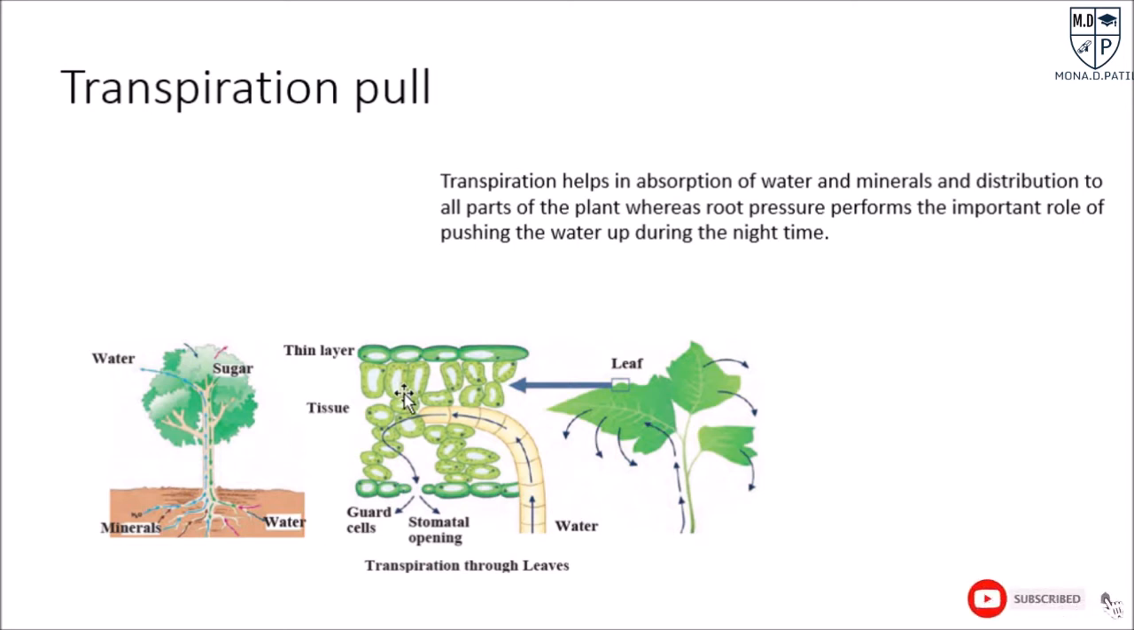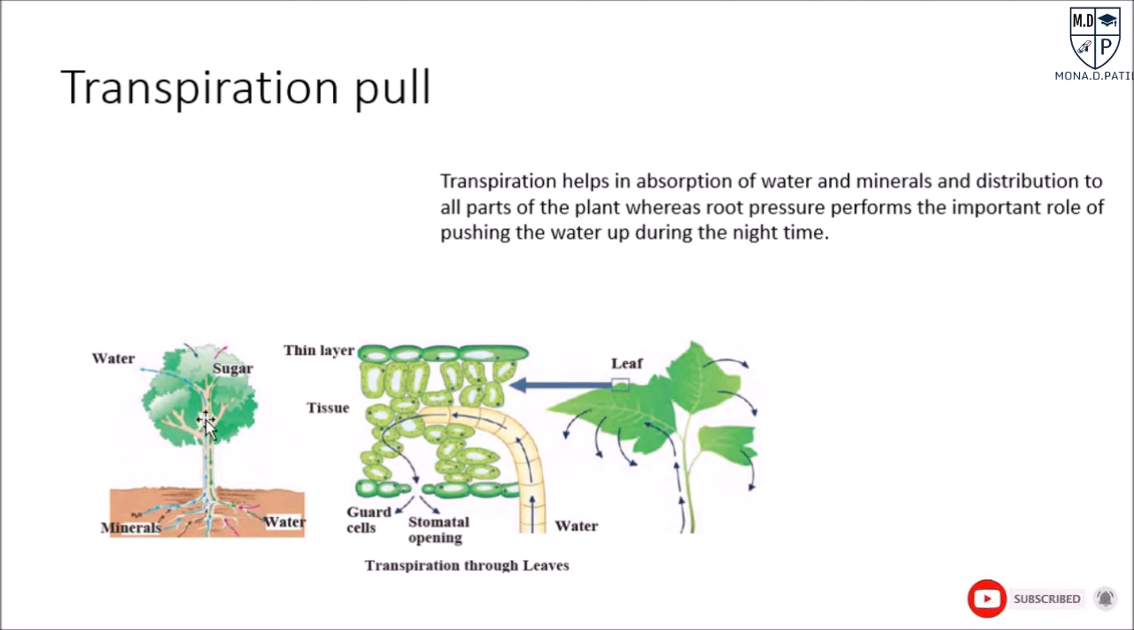Transpiration occurs through the stomata. Water is released into the atmosphere by the leaves through the process of evaporation. As a result, the water level in the epidermal layer of the leaf decreases. Water is brought up to the leaves through the xylem to compensate for the lost water. Thus transpiration helps in the absorption of water and minerals and their distribution in all parts of the plant.